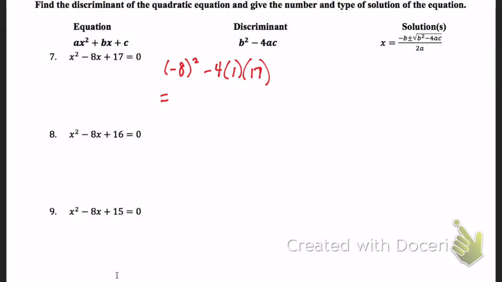Let me see. 64 minus 4 times 17. You should get negative 4. So if you get a negative, that means you have what kind of solutions? 2 imaginary.